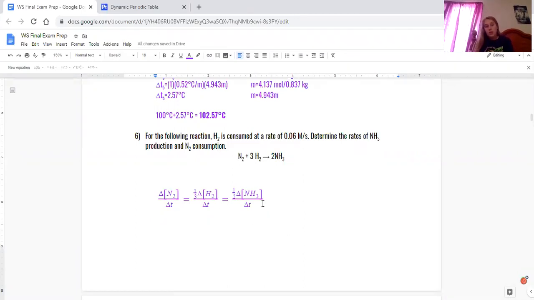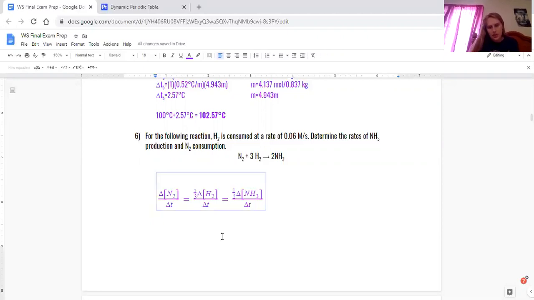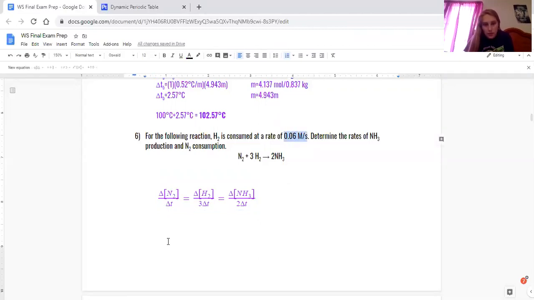And overall, these are all going to be equal if you divide them by their number of moles. I probably should have put this on the bottom, but it's the change in concentration over the stoichiometric value, so the coefficient, so 1 times t there. And same thing here, you've got your concentration and the coefficient there. So we know that overall the rate of consumption of H2 is 0.06 molars per second. So we have H2 is going to be equal to that.